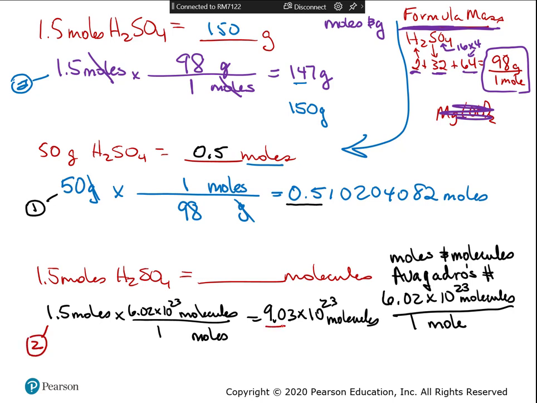What happens to the 3? It's just going to round off. So this would be 9.0 × 10⁷ molecules. That's 2 significant figures. The 9.0 matches the significant figures in my measured number.